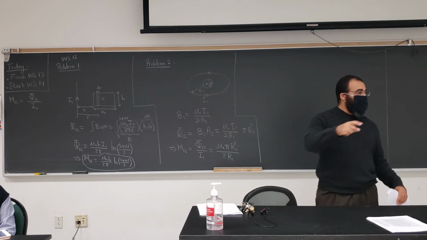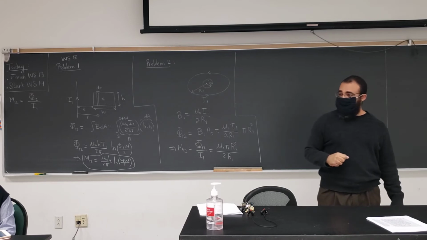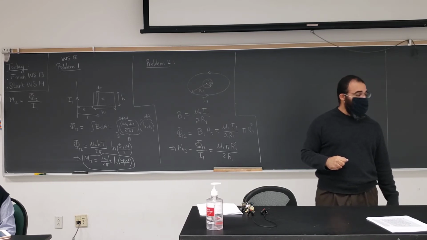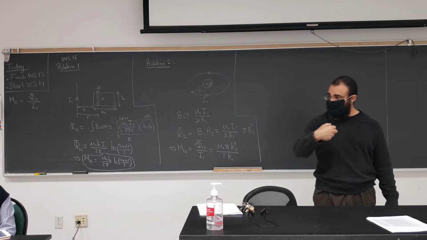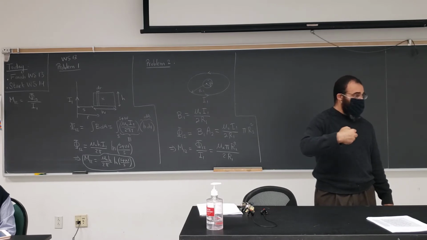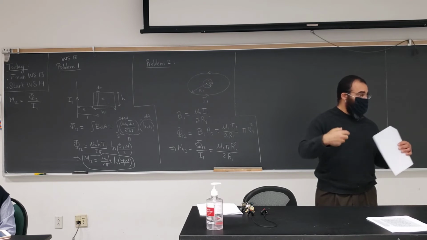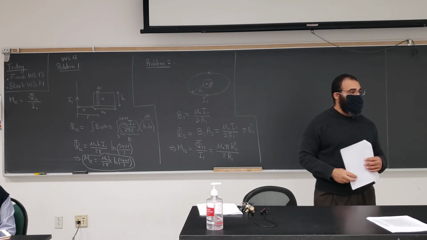So imagine there is a ring. If the ring has a current, it will produce a magnetic field. And that magnetic field will go through the ring itself. A ring produces a magnetic field that will go through itself. So that is flux produced by the ring on itself, and that's why it's called self-inductance.